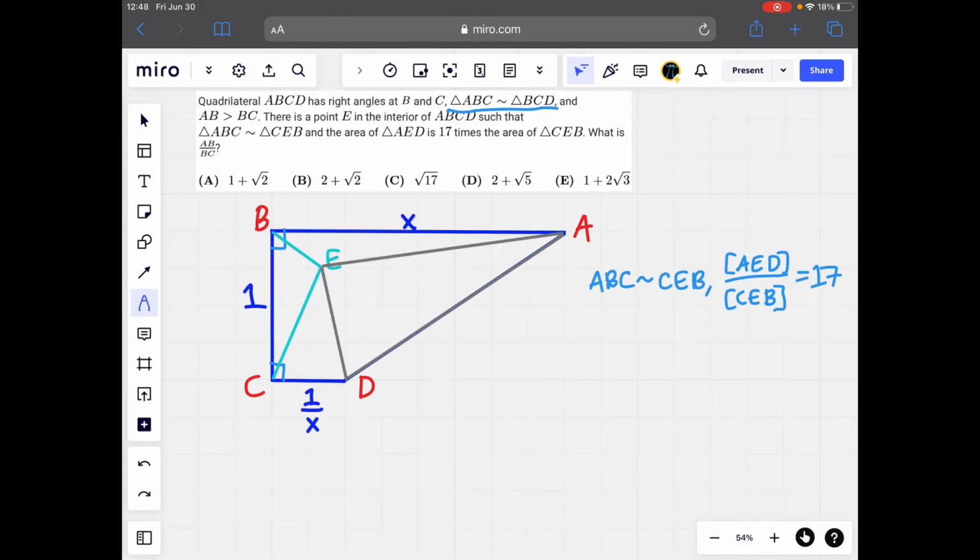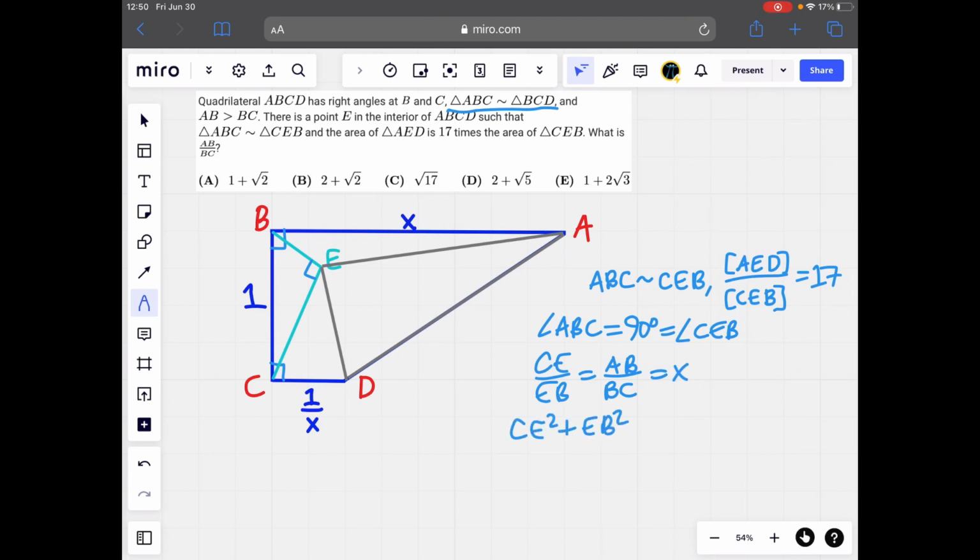Now we can direct our attention to point E. Note that ABC is similar to CEB, therefore angle ABC, which is 90 degrees, is also equal to angle CEB. So we can say that CEB is a right angle, like ABC and BCD. We also know that CE over EB, because of similar triangles, is equal to AB over BC, which is just x. And also CE squared plus EB squared is equal to 1. CE squared over EB squared is equal to x squared, because CE over EB is x.